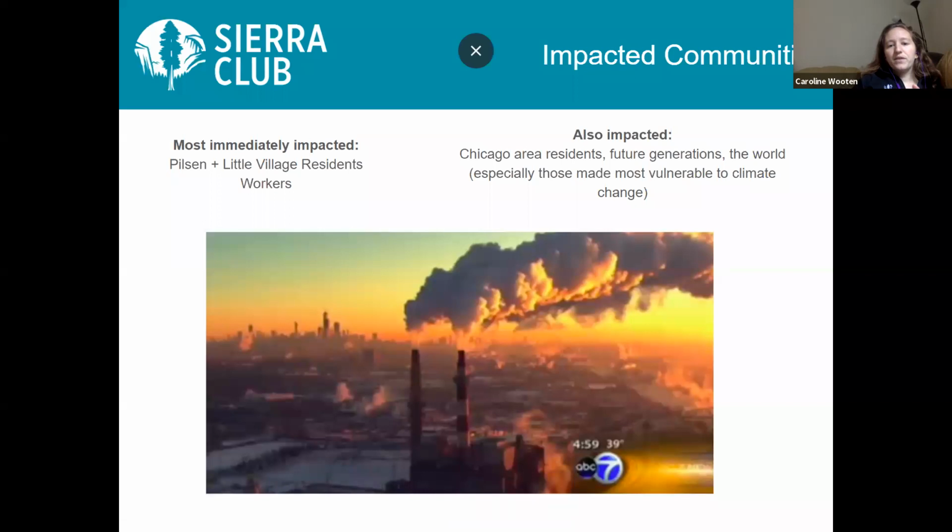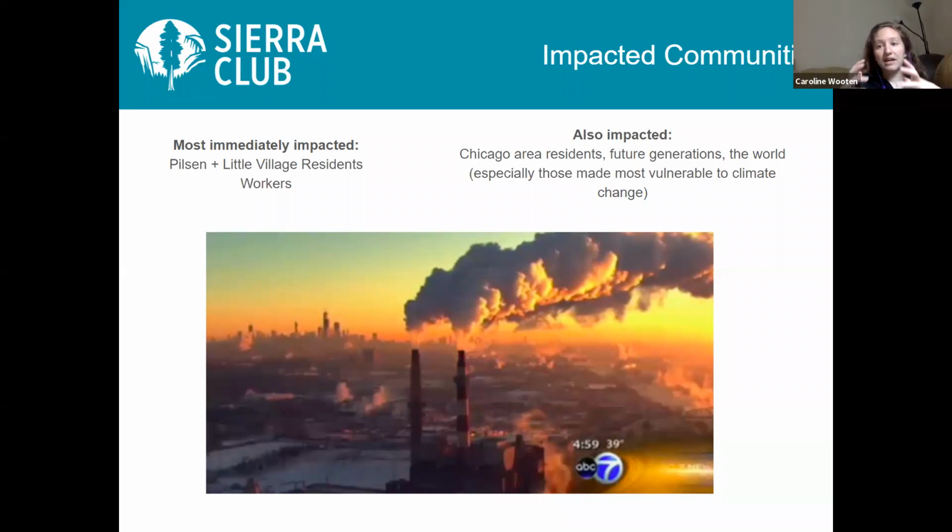So this campaign was working to retire the 2 coal plants in Chicago, the Fisk coal plant in Pilsen and the Crawford coal plant in Little Village. And if we think back to that campaign planning house, in this slide, we're thinking about impacted communities, who was most impacted by the problems around this coal plant, especially regarding pollution. Most impacted were residents in these neighborhoods, but also workers who worked in the coal plant. And then also impacted Chicago area residents, future generations, the world because of the climate impacts.